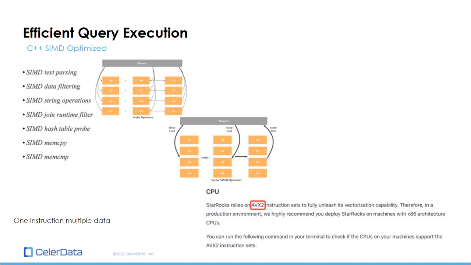And for the StarRocks query engine, all of the operators, we make SIMD optimized as much as possible. I think now almost all of them are SIMD optimized, whether it's filtering, parsing, joins, or aggregations, all of the operations, right? And this is actually why StarRocks requires the AVX2 instruction set. That instruction set is a SIMD instruction set, right? Okay, let's go to the next page.